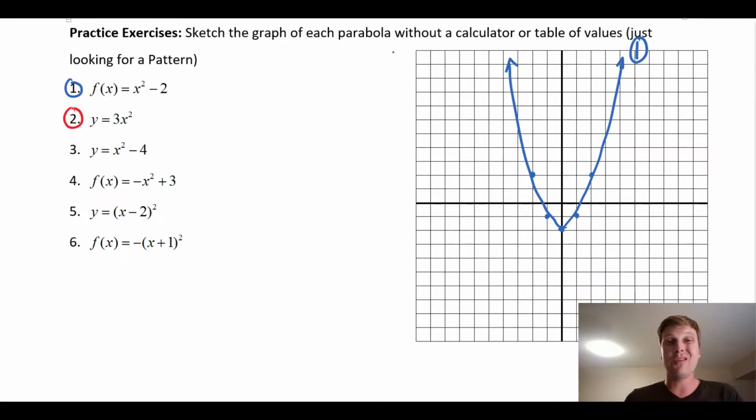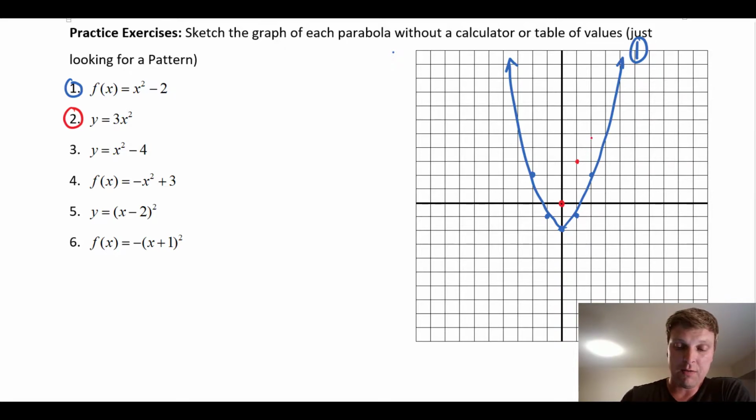Number 2 is y equals 3x squared. It hasn't been shifted. There's no p value, no q value. So my vertex is going to happen right here at 0, 0. But that 3 in front is going to make it 3 times more narrow than usual, which means instead of going over 1, up 1, I'm going to go over 1, but I'm going to go up 3. And I'm going to go over 2 and then up 12.